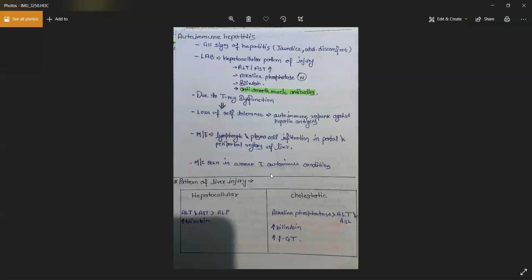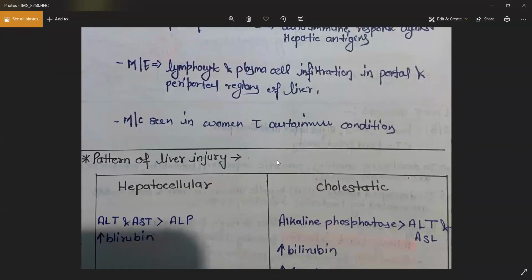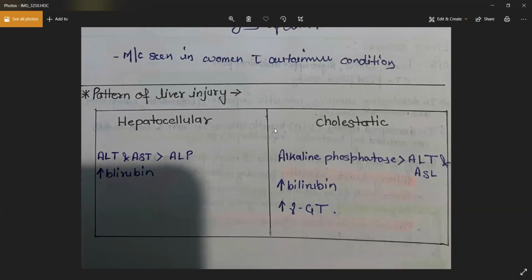Yes. Then you need to know about the patterns of liver injury. Two types of liver injuries are there. One is the hepatocellular, which means direct damage to the liver. And second is the cholestatic, which means direct damage to the bile tract. Whenever direct damage to the liver occurs, that can lead to high levels of ALT and AST, and these levels are more than the alkaline phosphatase level, right? Plus, you will get a high level of bilirubin.